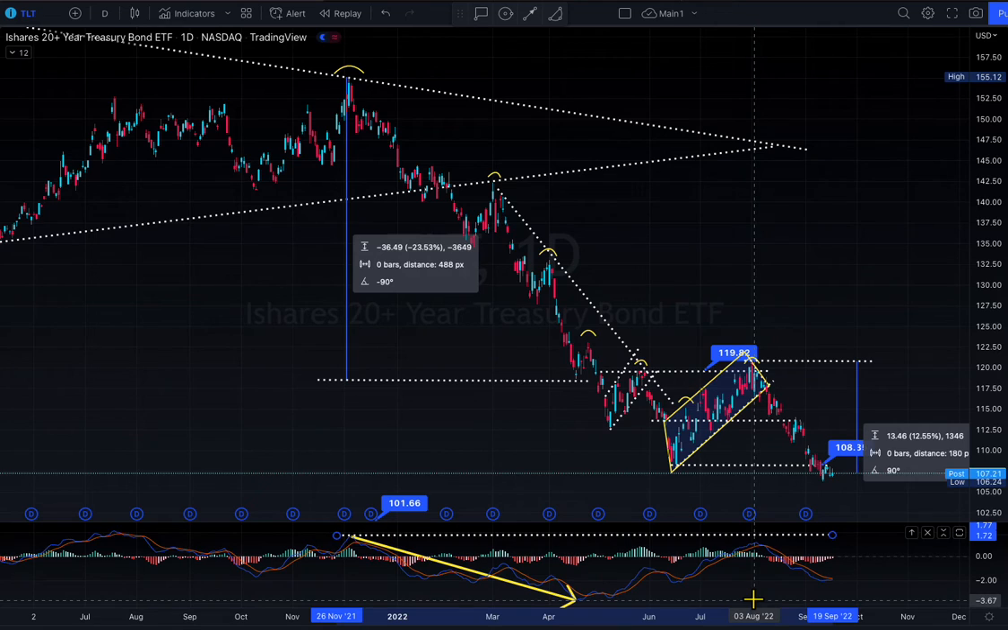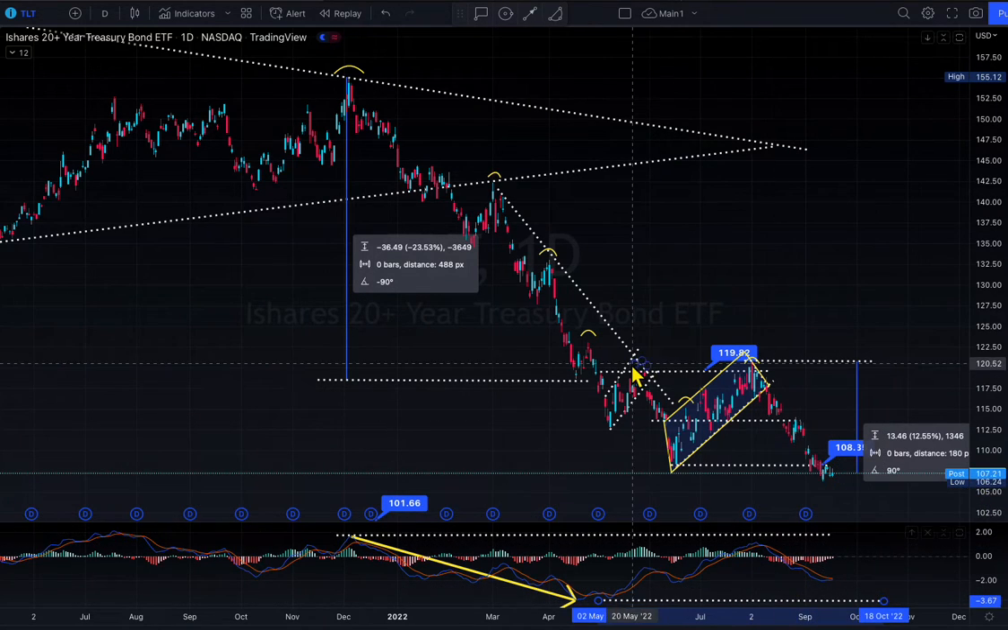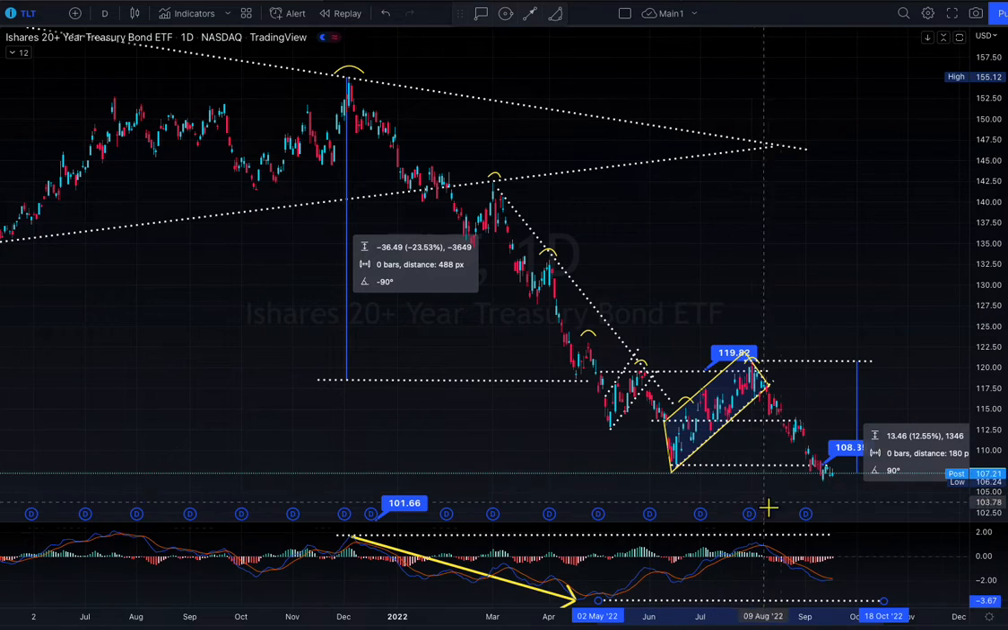So how far more can TLT go? Our support area is pretty much where the oscillator is around -4, which comes out around the previous low. It could go lower than that too, I'm not saying no. But right now, based on the current scenario, the liquidity is freezing out.